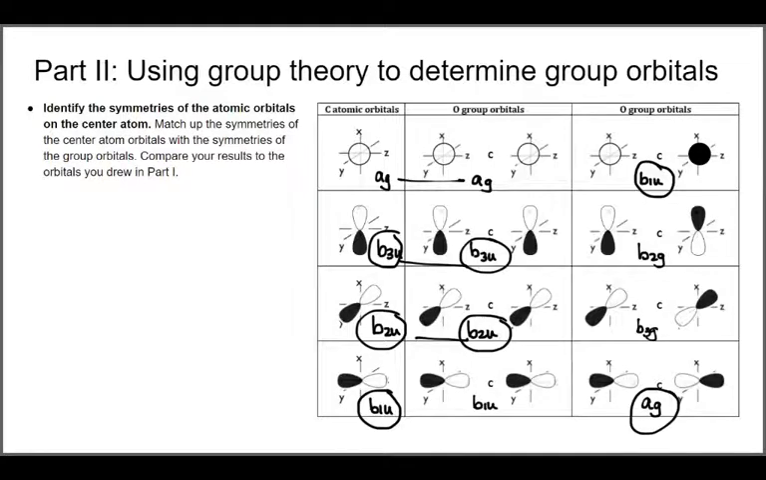Note that none of the carbon atomic orbitals match with the group orbitals of either B2G or B3G. Those don't have any orbitals to bond with. So we're going to find out that they're non-bonding orbitals, orbitals that will stay the same as their atomic orbitals.